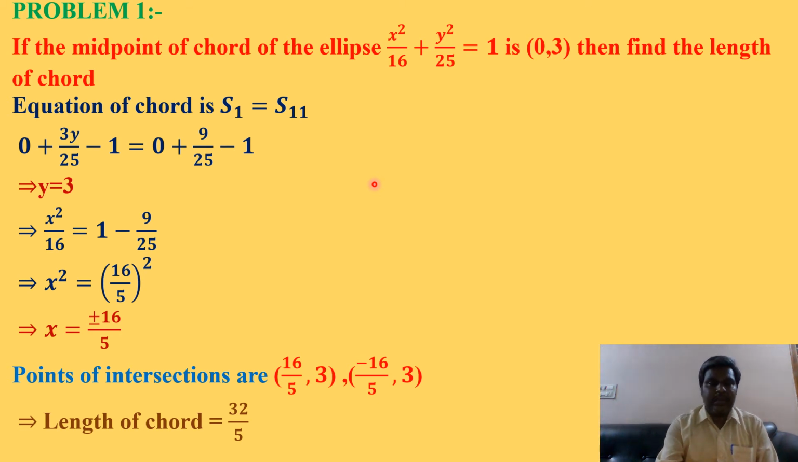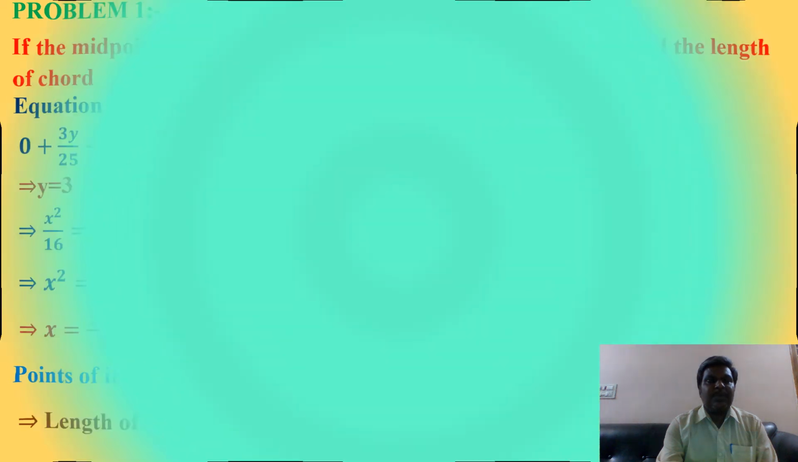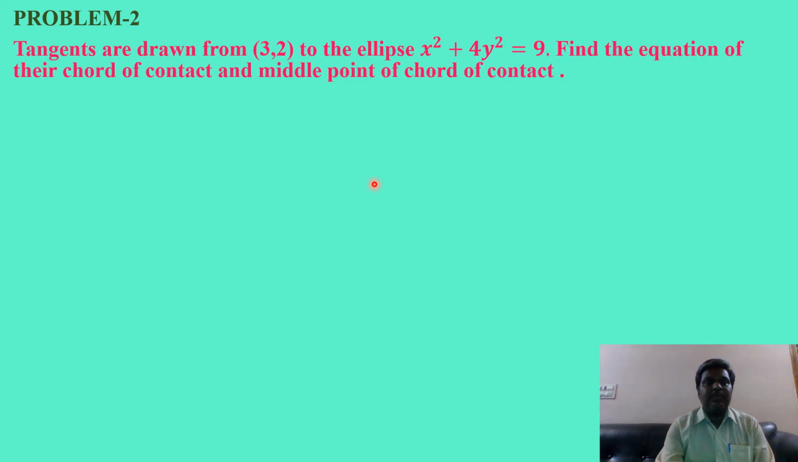Okay. Now let us see another problem related to the same topic. This is the problem. Tangents are drawn from (3, 2) to the ellipse x square plus 4y square is equal to 9. Find the equation of their chord of contact and the midpoint of the chord of contact.